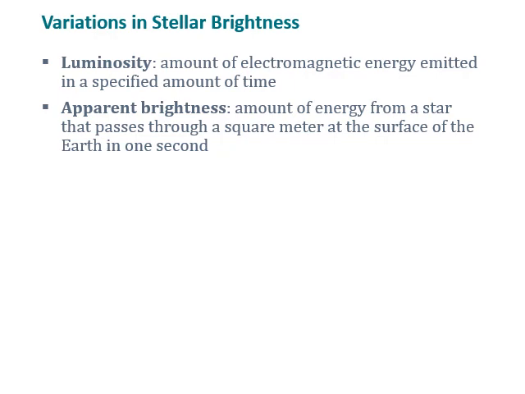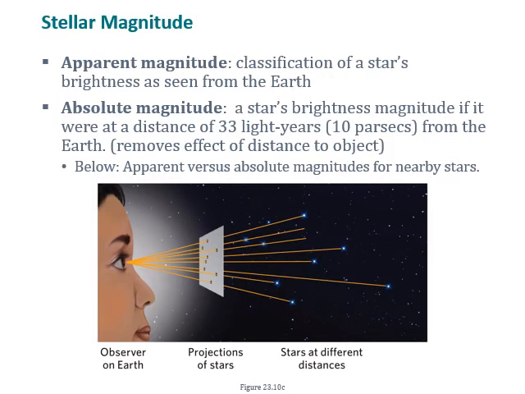So these are absolute and apparent or relative measurements. Apparent magnitude is the classification of a star's brightness as seen from the Earth, and absolute magnitude is a star's brightness magnitude if it were a distance of exactly 33 light years or 10 parsecs from the Earth. This removes the effective distance to the object. Below is a figure of apparent versus absolute magnitudes for nearby stars relative to the observer on Earth.